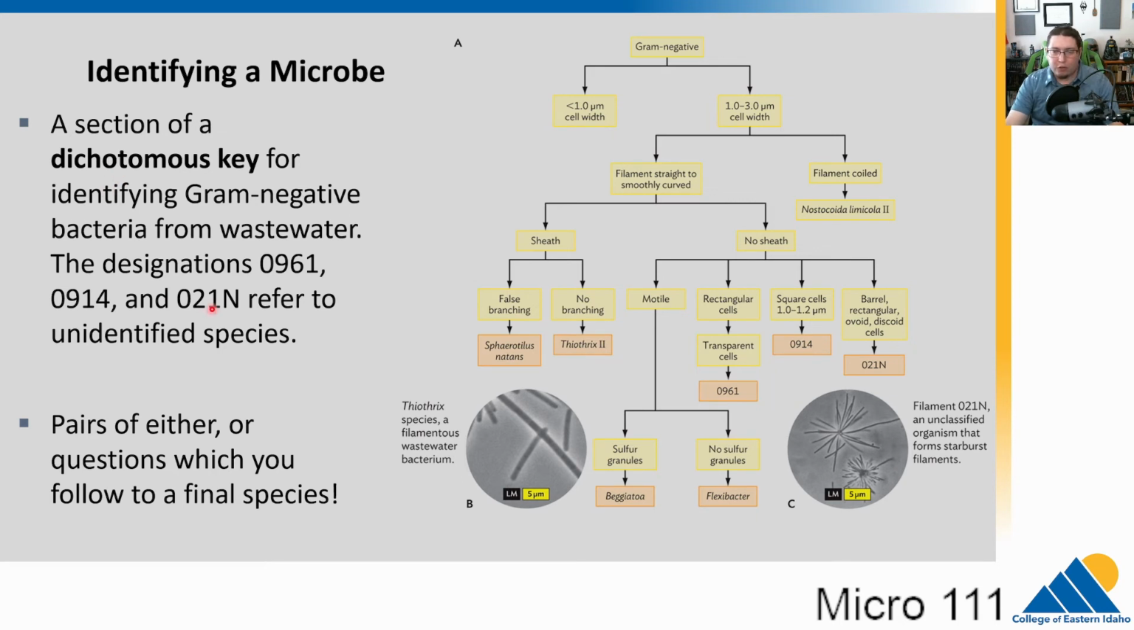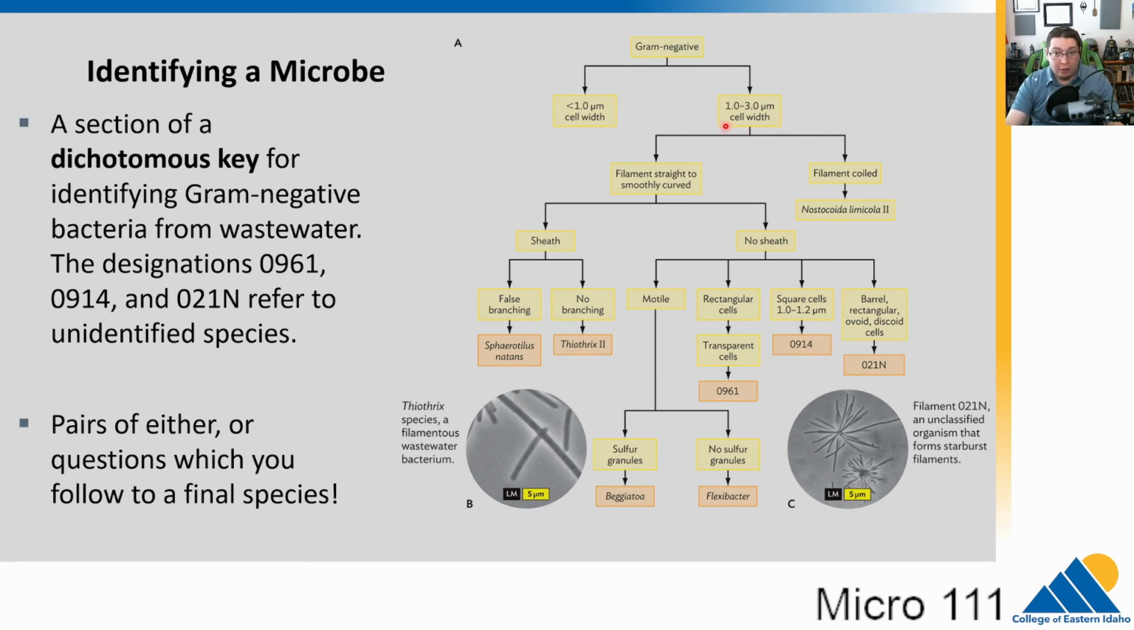And there's different ones for different things. So this is a dichotomous key for gram-negative bacteria. So we've already identified that it is gram-negative. Then we start asking some questions. Is it less than 1 micrometer in cell width? Or is it 1 to 3 micrometers in cell width? Depending on the answer, we follow the different branches.